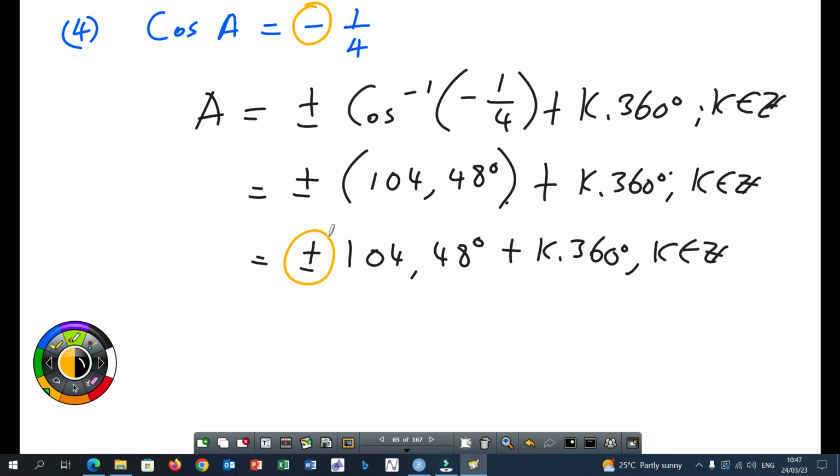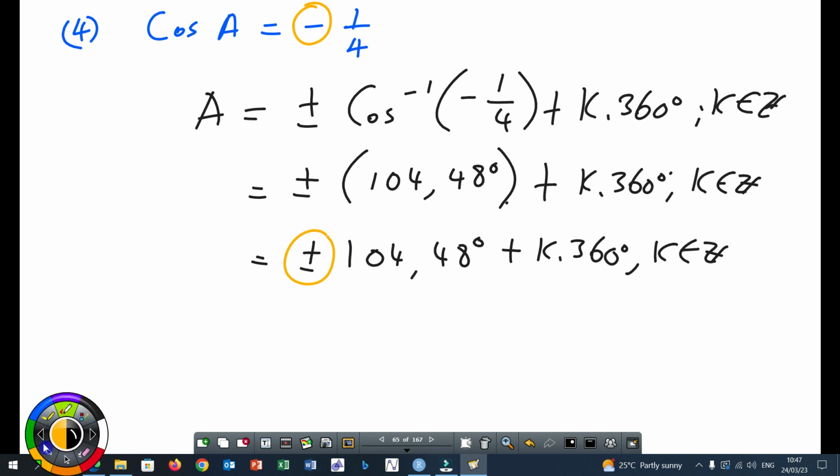To be in the third quadrant. Now, there is no reason. Okay, can you pay attention? There is no reason why you can decide to change the minus 104,48 to a positive angle. It doesn't help because it's the same thing. Okay, I hope you understand what I'm saying.